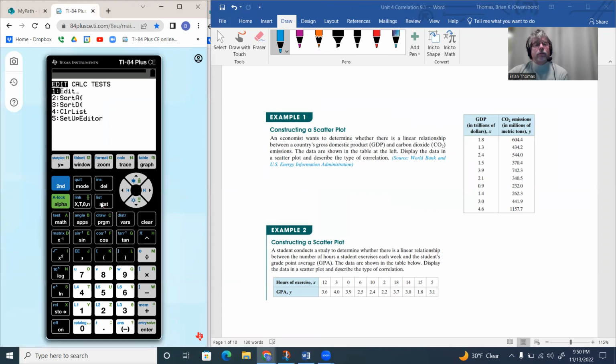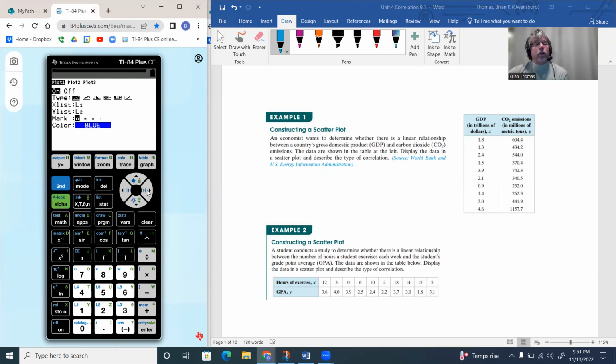So we hit the stat button, and we use number 1 for edit. And if you have to clear your data up, you go up to L1, and there's nothing there. Another thing I need to show you is how to turn a stat plot back on, if yours isn't turned on. For stat plot, you have to hit the second button and the Y equals button, and the stat plot is over here. So number 1, I'm going to hit enter there. Right now my plot's turned off, so I have to hit enter again to turn it on.